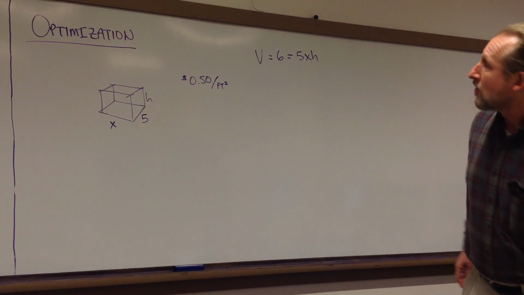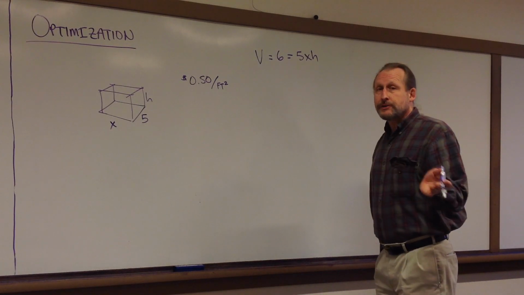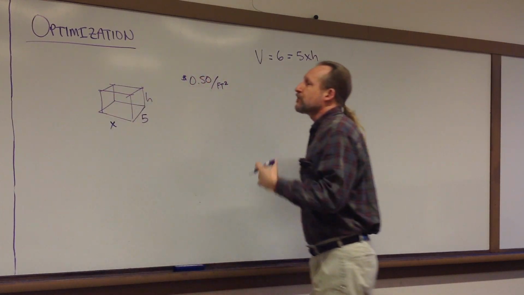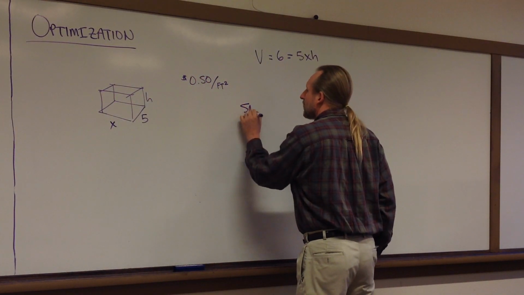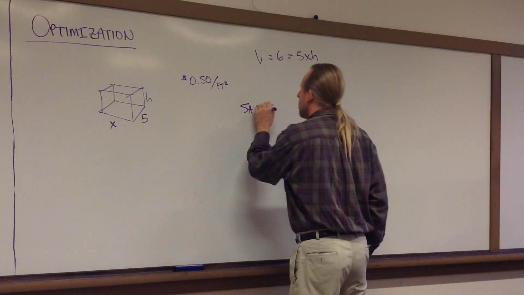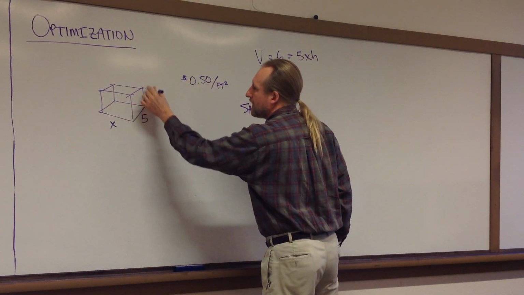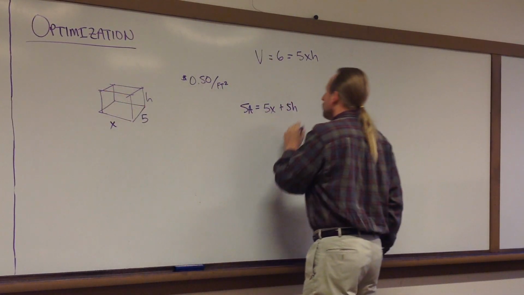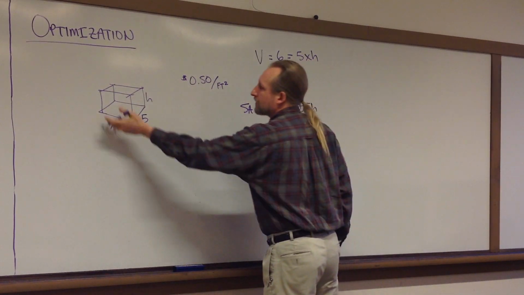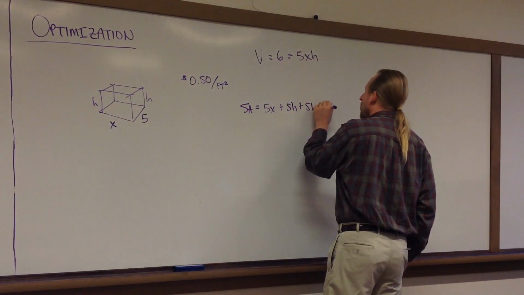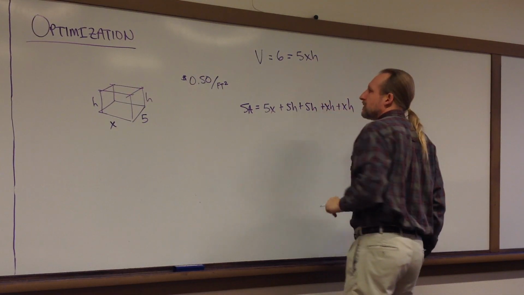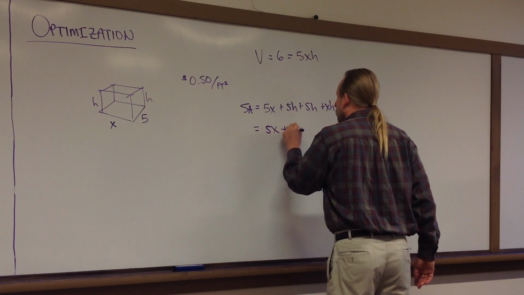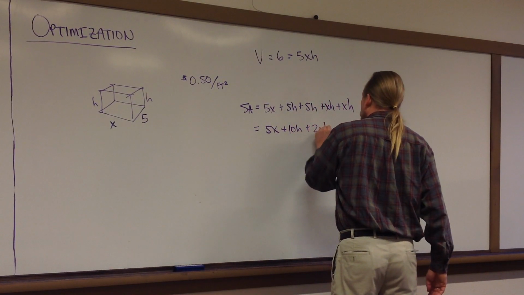All right. So let's see here. For a cost function, this is in terms of square footage, so we need to write an expression for the surface area. Our surface area is, the bottom is 5 times x. This side here is 5h. This side over here is also 5h. The front is x times h, and the back is x times h. Okay? All right, so our surface area is 5x plus 10h plus 2xh.